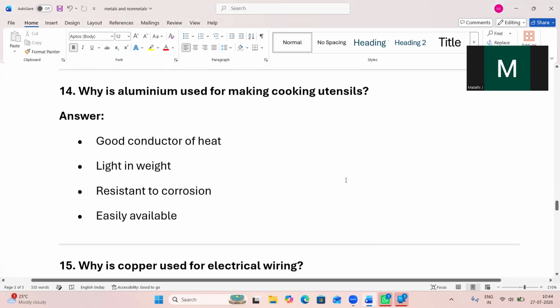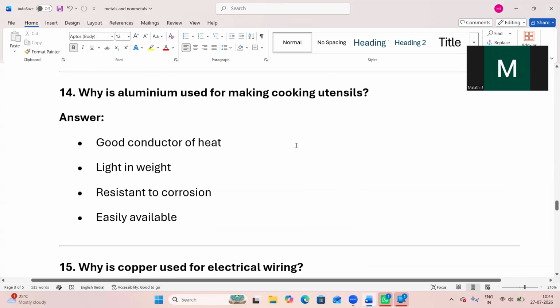Then, why is aluminium used for making cooking utensils? Why should we use aluminium? It is a good conductor of heat, light in weight, resistant to corrosion, and easily available. That is why we are using it.